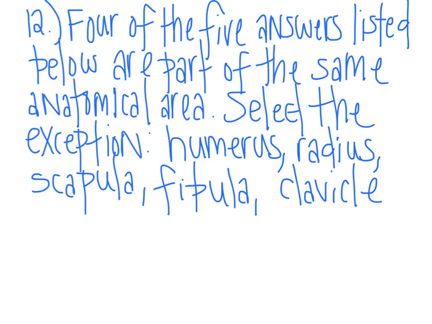Okay? So humerus is your main arm bone. Your radius is on your forearm. Remember, radius is always the bone that's thumb side. Your scapula is your shoulder blade. Your fibula is all the way down in your leg, to the side of your tibia, so to the side of your shin, and your clavicle is your collarbone. So the exception here is the fibula. All the other ones tend to be toward the top of your body, like in your arms, shoulders. This is the only one that's of a lower extremity.